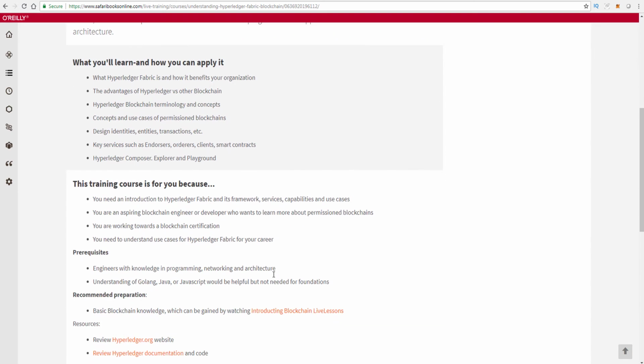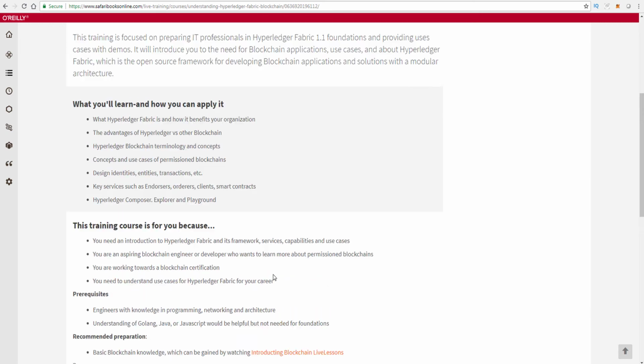When it comes to prerequisites, hopefully you're going to have some kind of knowledge in basic networking, programming, and architecture. If you do have specifically Golang, Java, JavaScript, it could be helpful as well. This course, though, is really more of an introductory. We will talk some specifics, of course, around development, because that's really important to understand, even for pre-sales folks at a specific level. So I hope to see you there.